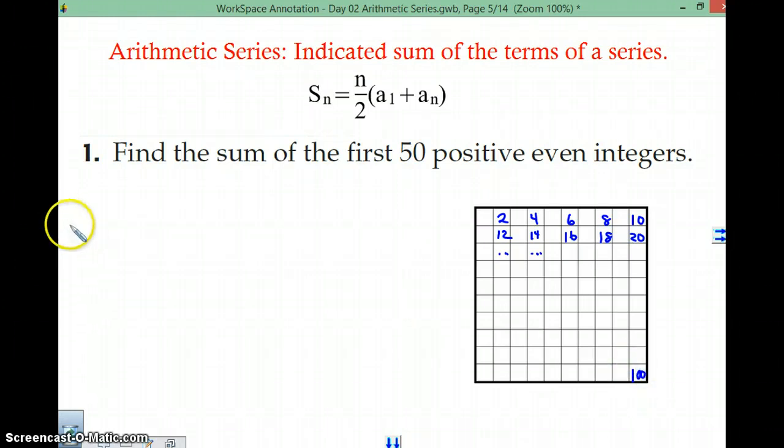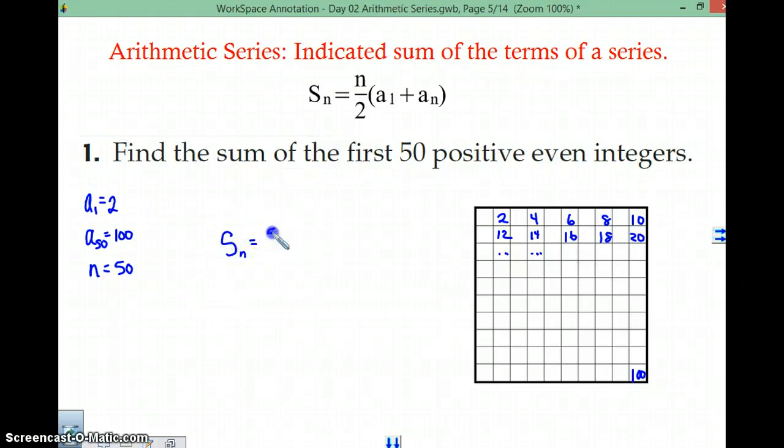All right, so let's figure out what do we know. What's a sub 1? 2. What's a sub 50? What's the 50th term? 100. How many terms do we have? Well, we've got 50. Can we figure out S of n? Of course we can.